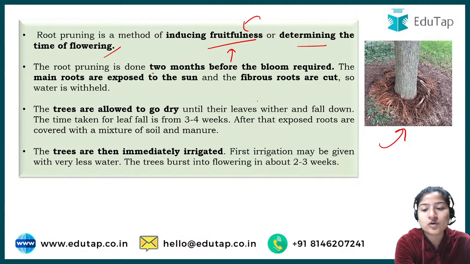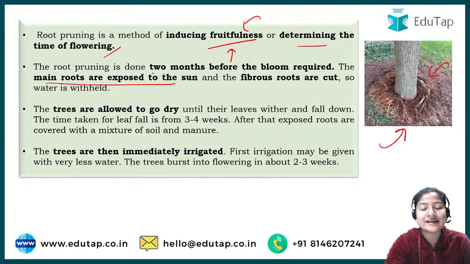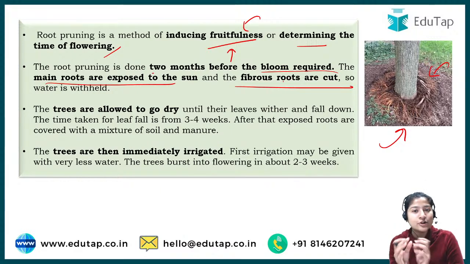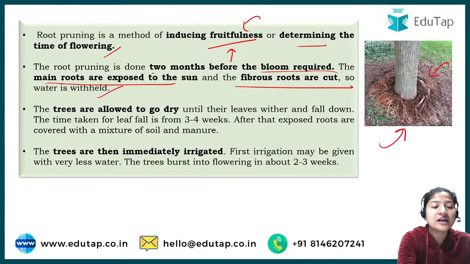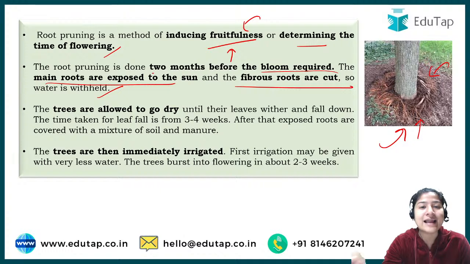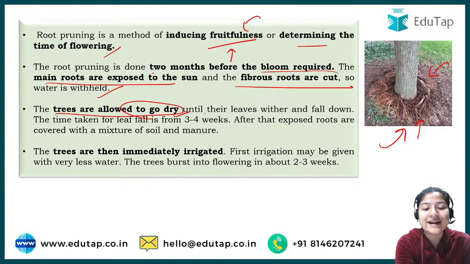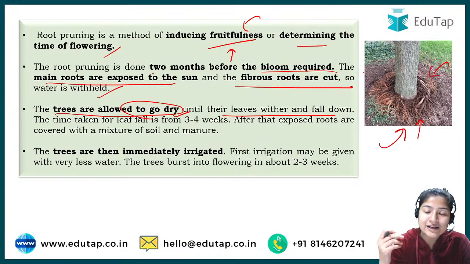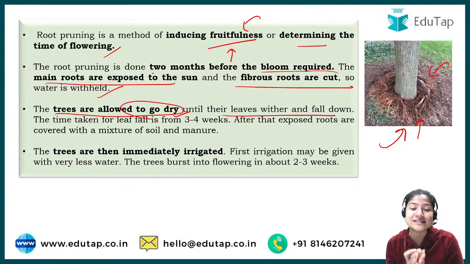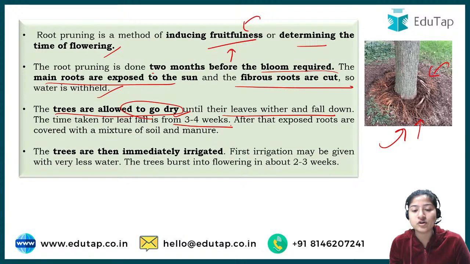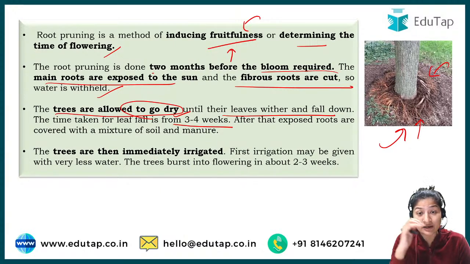Trees are allowed to dry. The main root is exposed to the sun, as you can see here, and the fibrous roots are cut. Fibrous means the fragile roots; they are cut, and the strong ones are exposed to the sun so that water is withheld. So the tree starts lacking water, because evaporation would be there, right? Then trees are allowed to go dry until their leaves wither, until all the leaves fall down. This is done usually in 3 to 4 weeks.